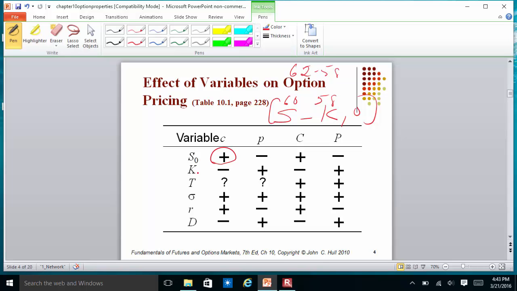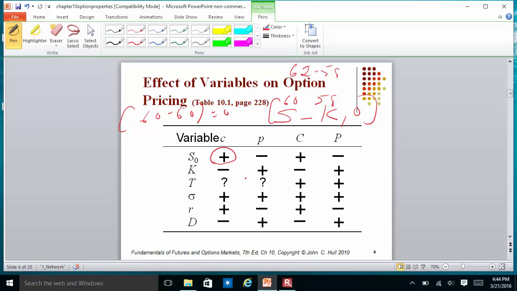The next one is the strike price, and what it tells you is that as the strike price goes up, the call premium will go down. Let's look at this example. When the strike price is 58, you make $2. When the strike price is 60, you make nothing. So that is why the higher the strike price, the cheaper is the call price or the call premium.